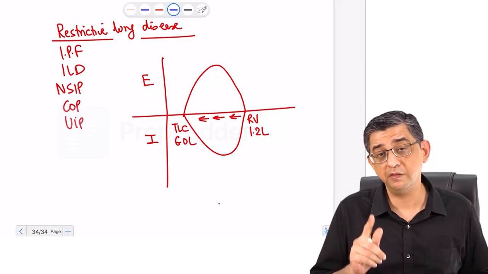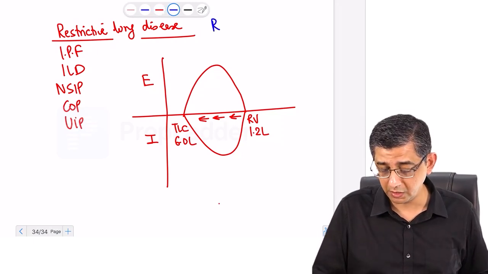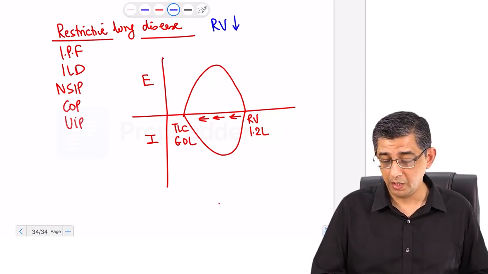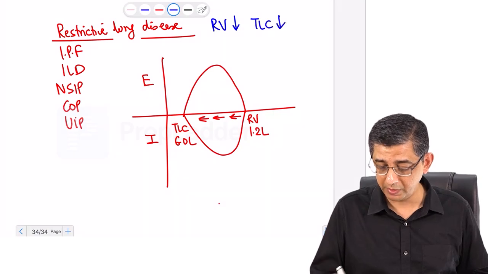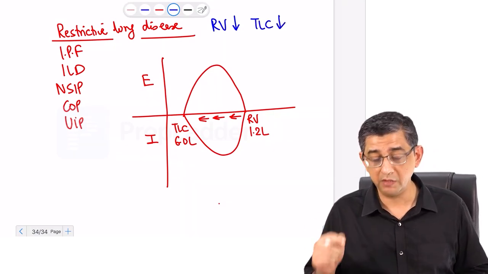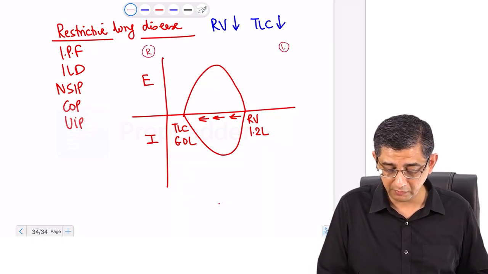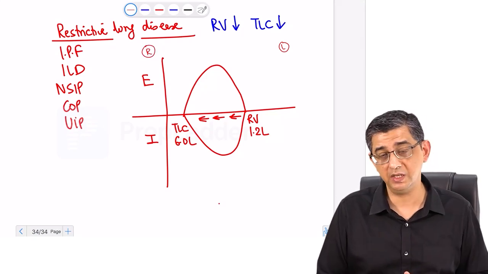But if a person is having restrictive lung disease because of pulmonary fibrosis, RV will become lesser and total lung capacity will also become lesser. Therefore, the curve that I will start in this patient, I'm just putting some marking here. This is left, this is right. Why? Because confusion ho jata hai otherwise when I say left versus right.